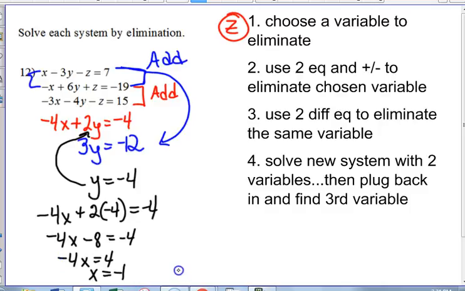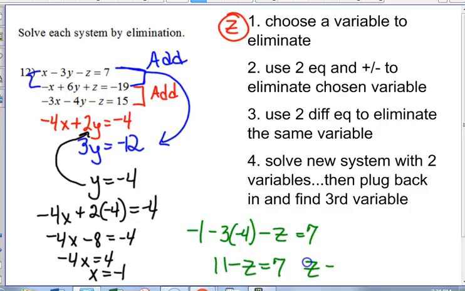Did anybody get negative 1? Okay. Now where do I put those 2? Sure. In one of the very first, one of these equations that had 3 variables, if I pick the very first one, I get negative 1 minus 3 times y, which is negative 4, minus z equals 7. This becomes 12. Negative 1 plus 12 would be 11 minus z equals 7. How about 4? Z is 4. 11 minus 4 is 7 on a good day?